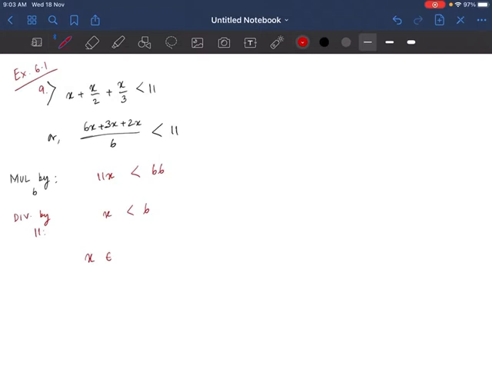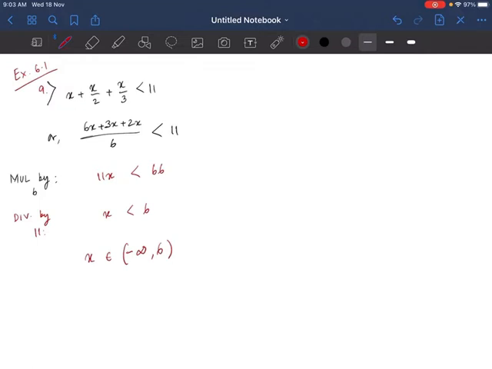So less than 6 means what? The maximum value is 6 and the minimum value is minus infinity. The bracket will be an open bracket, because there is no equal to sign. So x is less than 6. Always remember this: when x is less than 6, the maximum value is 6 and the minimum value is minus infinity. So let's move on to our next question.